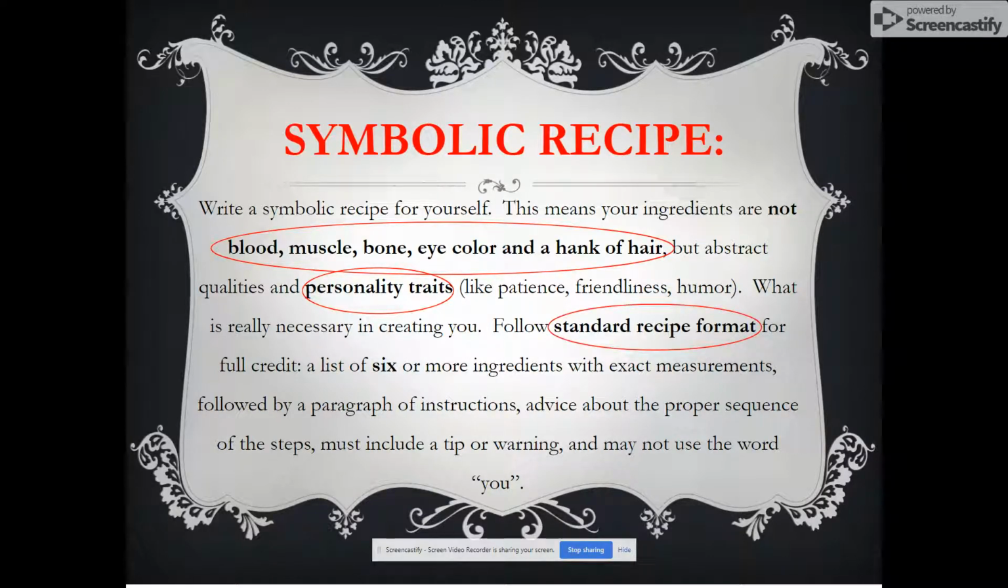Follow standard recipe format for full credit. A list of 6 or more ingredients with exact measurements, followed by a paragraph of instructions, advice about the proper sequence of steps, must include a tip or warning, and you may not use the word you.